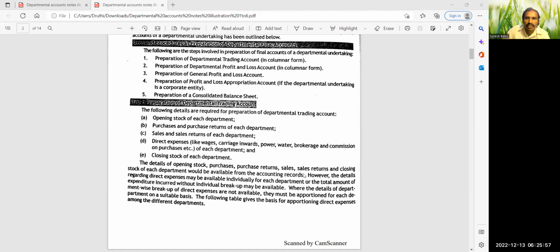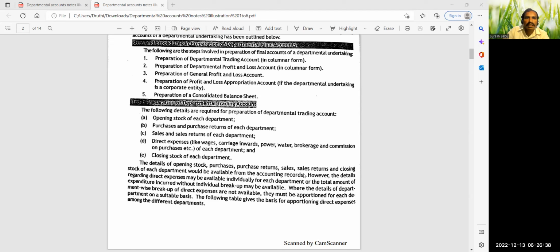As we have discussed earlier, the meaning, objectives and scope of departmental accounting, it is very important for all of you to learn how to prepare and ascertain the profit and loss account of each department and to prepare the balance sheet, because at the end of the year you would want to know each and every department's performance. So appraisal is very much required.